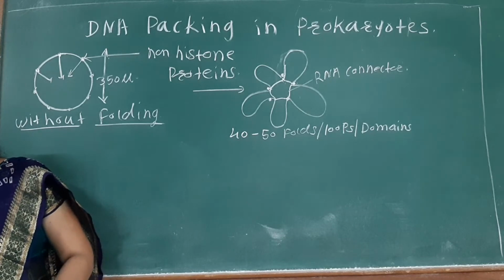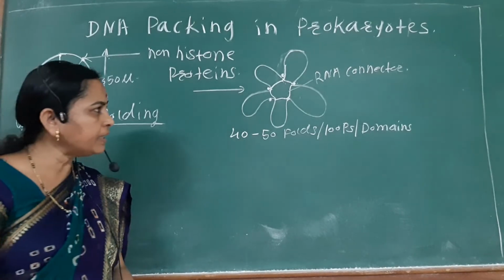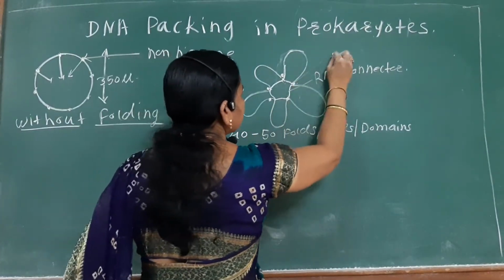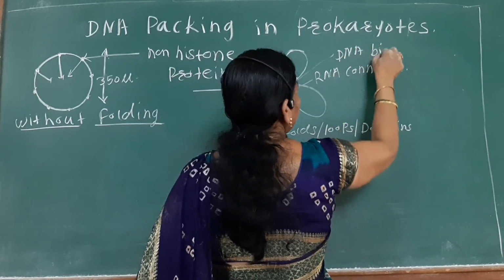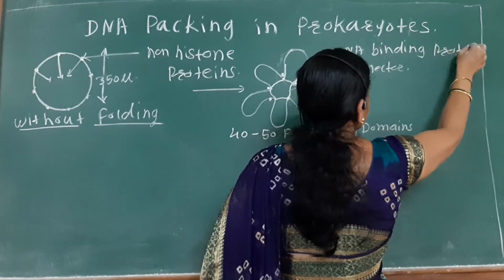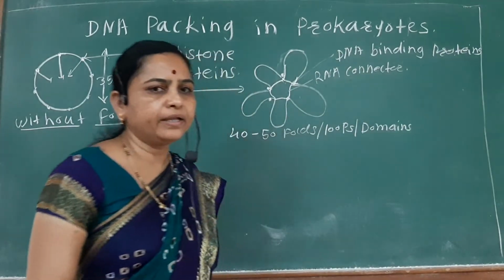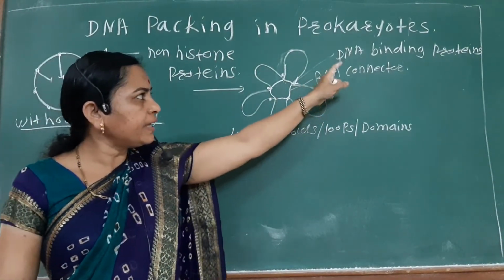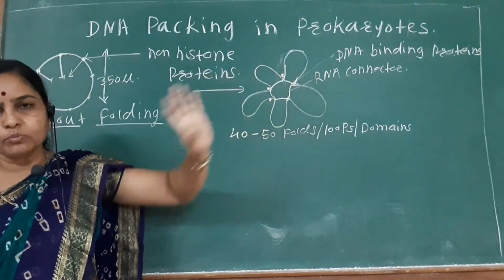Then here the DNA binding proteins are mainly present. These are the DNA binding proteins. So the RNA and the DNA binding proteins are mainly responsible for producing the loops.